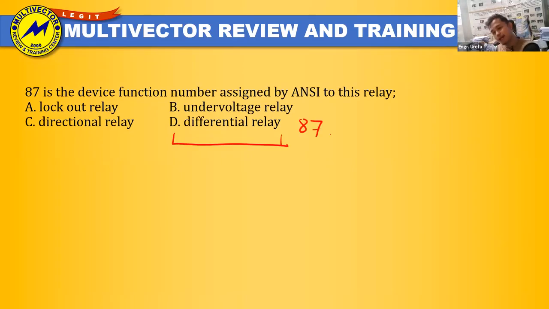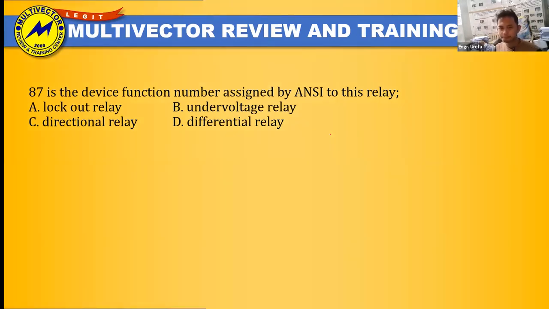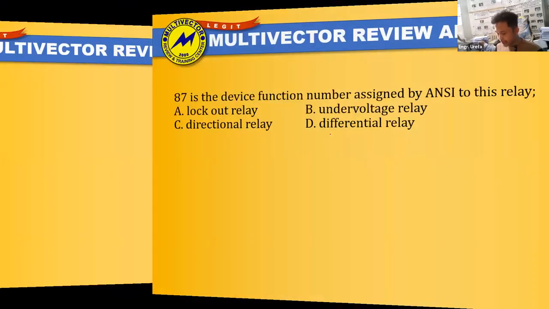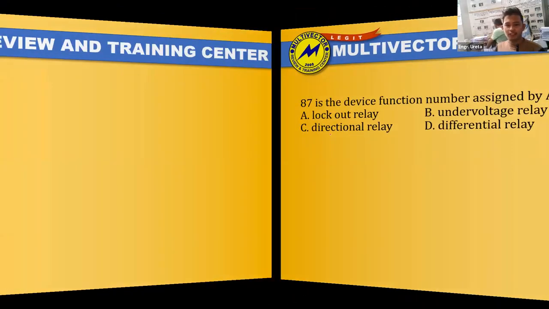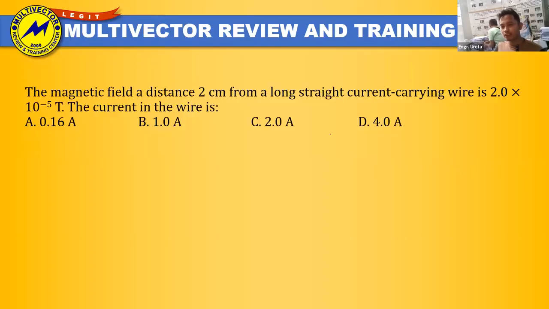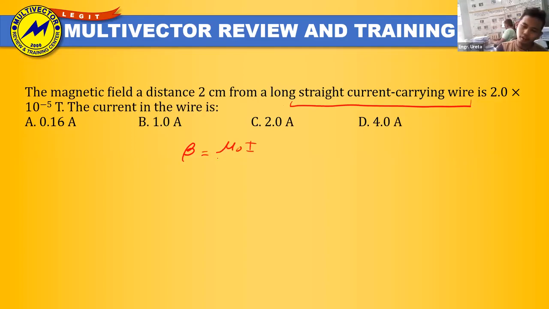So next, problem number 66. The magnetic field at a distance of 2 cm from a long straight current carrying conductor is 2.0 times 10 raised to negative 5 Tesla. Find the current in the wire. Since it is a long straight current carrying wire, meaning the length is very long or infinite, our direct formula for the magnetic flux density is B equals mu sub 0 I all over 2 pi D.